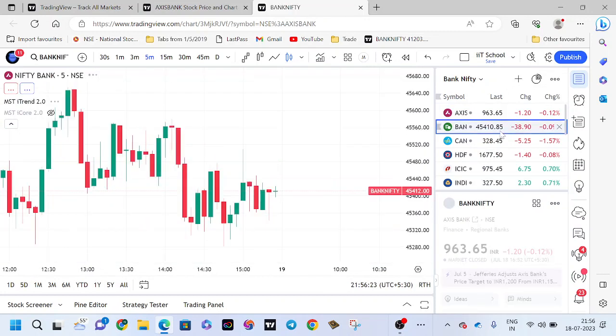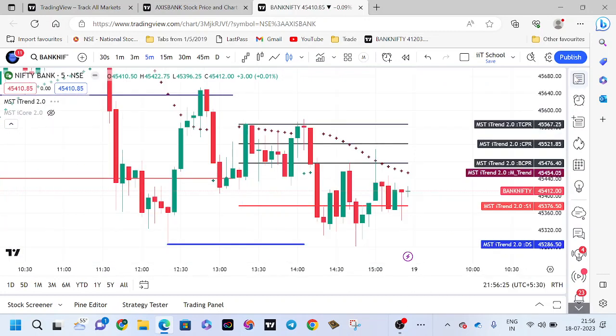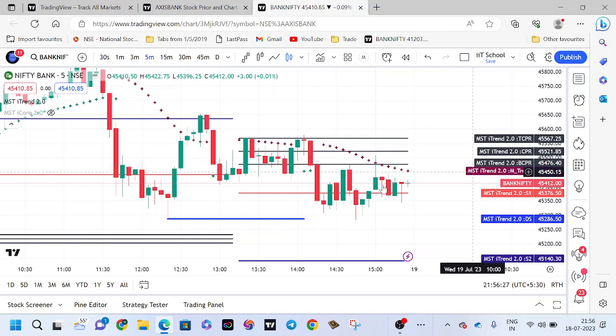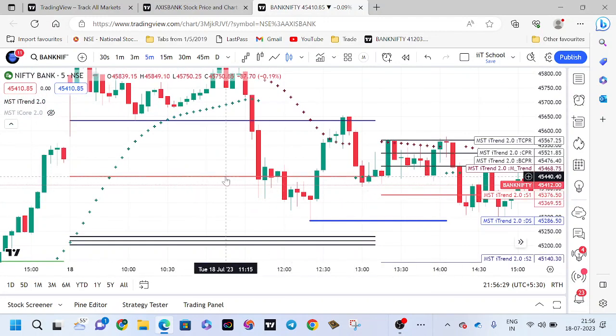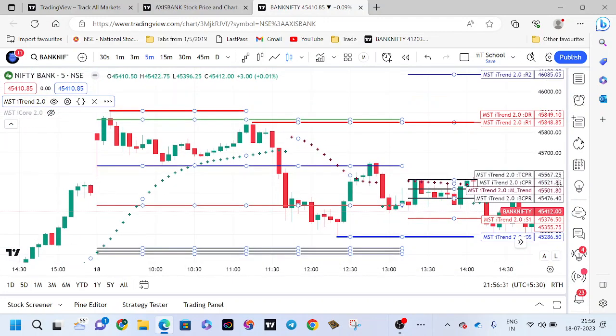So let me show you the example from BANKNIFTY also. In BANKNIFTY, what happened today in the morning? Today is 18th, right?